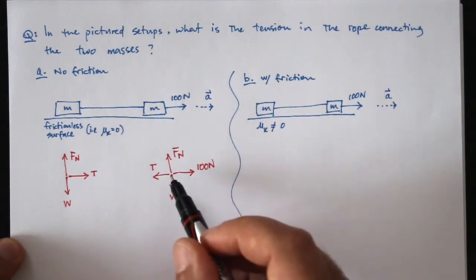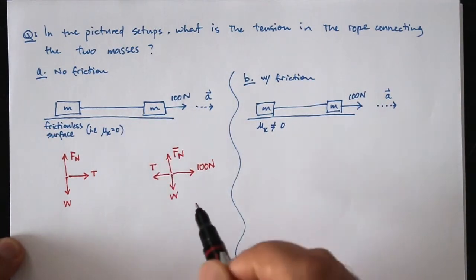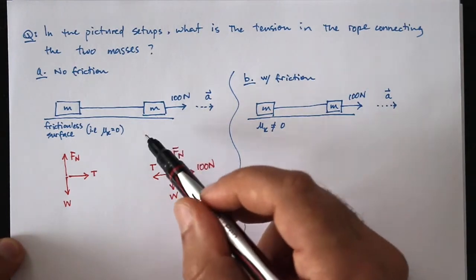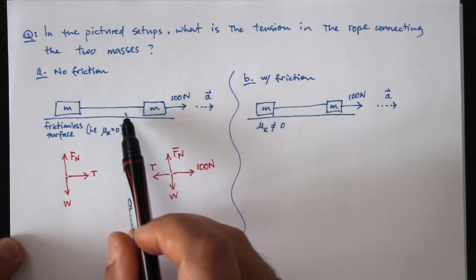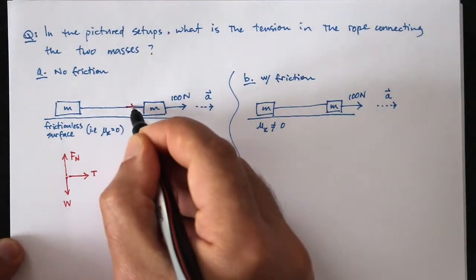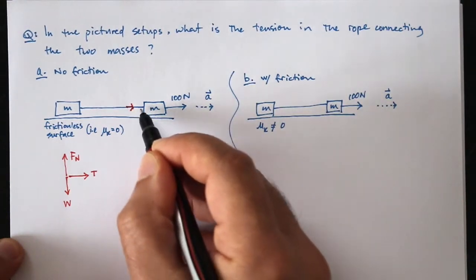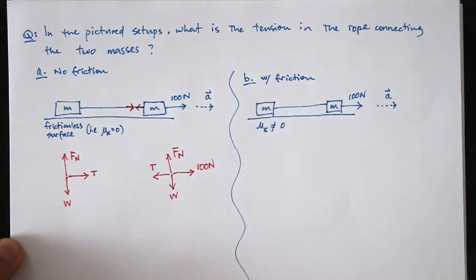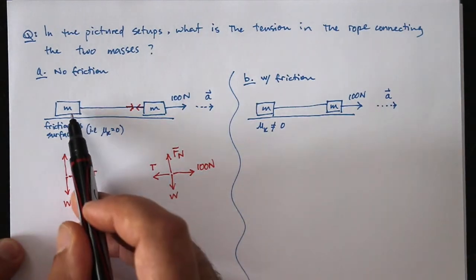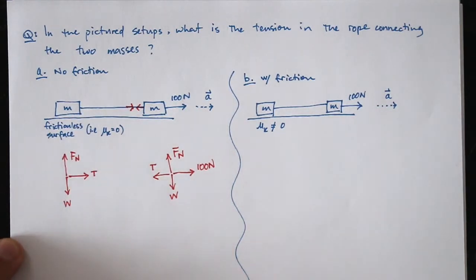When I'm drawing the free body diagrams, I'm looking at all the forces exerted on the mass or on the object, not by the object. So the object is pulling the rope, so the force on the rope would be in this direction. However, the rope is pulling the mass, so the force on the mass will be in the opposite direction. Same thing here. The rope is pulling on the mass in this direction, and the mass is pulling on the rope in the other direction. So I'm looking at the forces exerted on the masses.